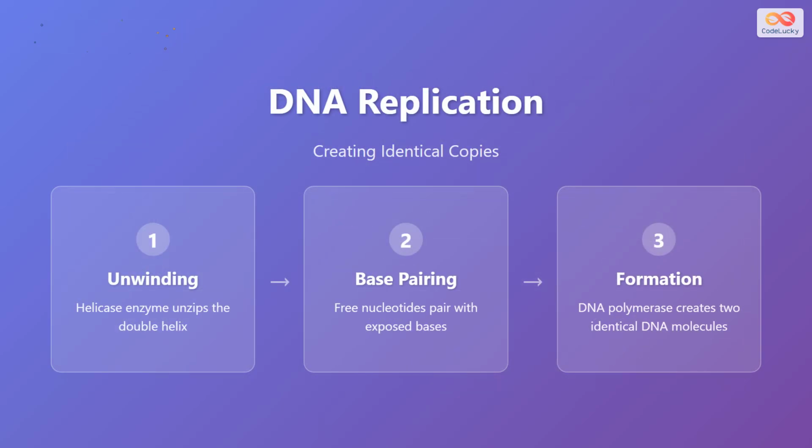DNA replication is the process by which cells create identical copies of their DNA before cell division. The process occurs in three main steps. First, an enzyme called helicase unwinds and unzips the double helix, separating the two strands. Second, free nucleotides in the cell pair with the exposed bases on each strand, following the base-pairing rules. Third, an enzyme called DNA polymerase links these nucleotides together, forming two identical DNA molecules. Each new molecule contains one original strand and one newly synthesized strand.